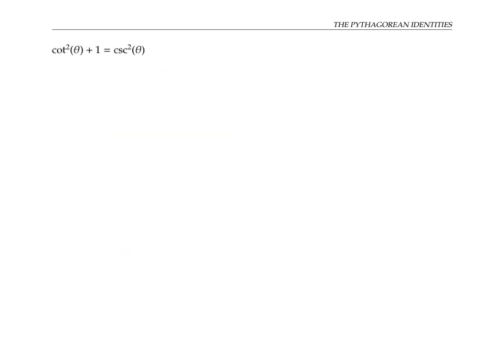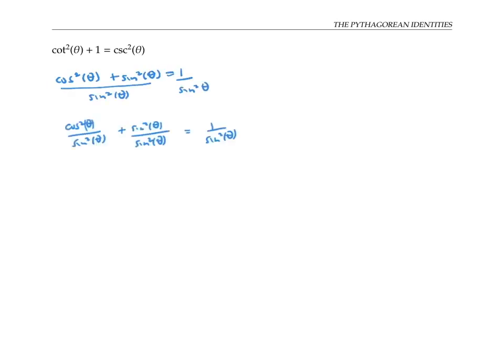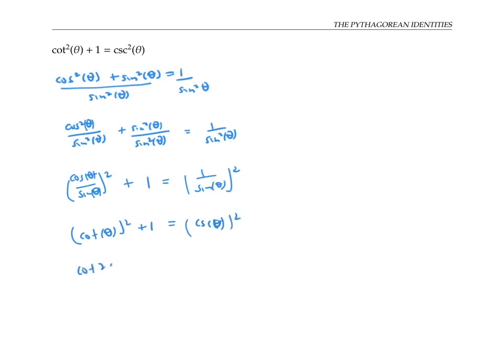The proof of the third Pythagorean identity is very similar. Once again, I'll start with the identity cosine squared theta plus sine squared theta equals 1, and this time I'll divide both sides by sine squared theta. I'll break up the fraction on the left, and now I'll rewrite my fractions as cosine theta over sine theta squared plus 1 equals 1 over sine theta squared. Cosine over sine can be written as cotangent, and 1 over sine can be written as cosecant. That gives me the identity that I'm looking for.